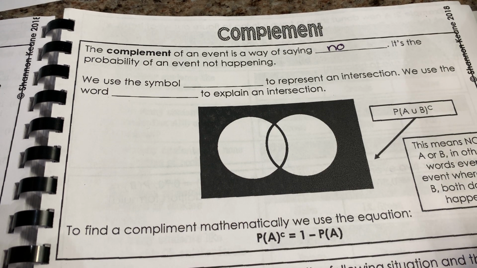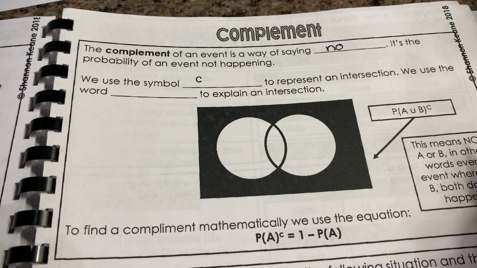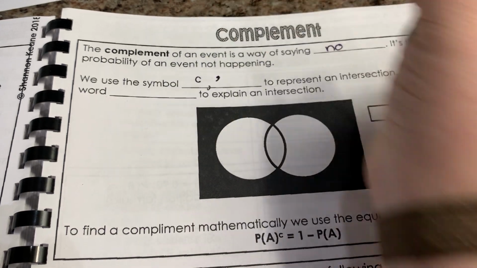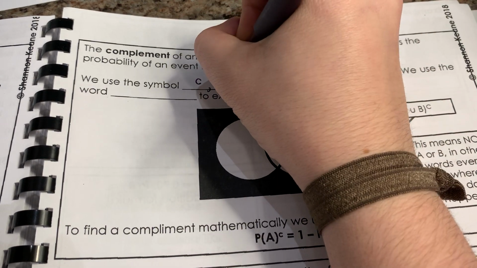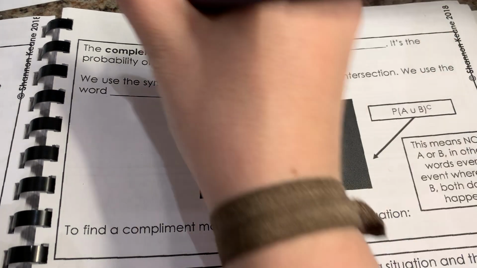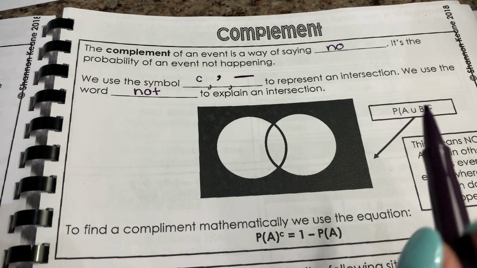To do this, we use a couple different symbols. The first is we can put a little C up at the top. So as you can see over here, we have a little C. Sometimes we use a little tick mark, a little comma, or sometimes we use a bar over it. So all of those can represent not. And again, I've been saying that word over and over again, but it means not. It means that it will not happen.